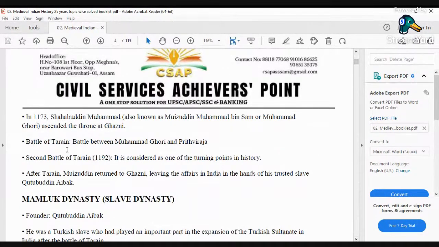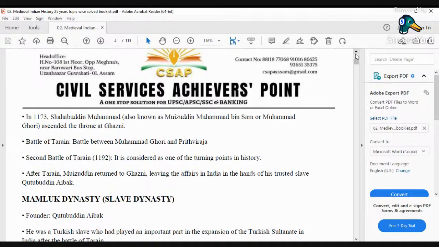Now, in 1173, Shahabuddin Muhammad, also known as Muizuddin Muhammad bin Sam or Muhammad Ghori, ascended the throne at Ghazni. The ruler of Ghazni in about 1173 was Shahabuddin Muhammad, also known as Muizuddin Muhammad bin Sam, or more popularly, Muhammad Ghori.